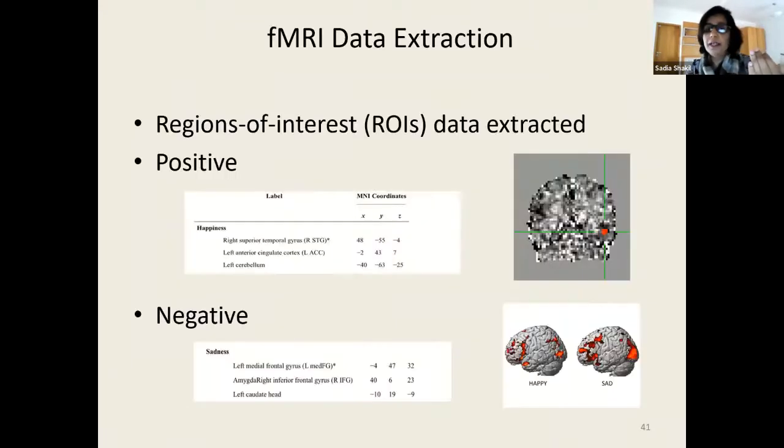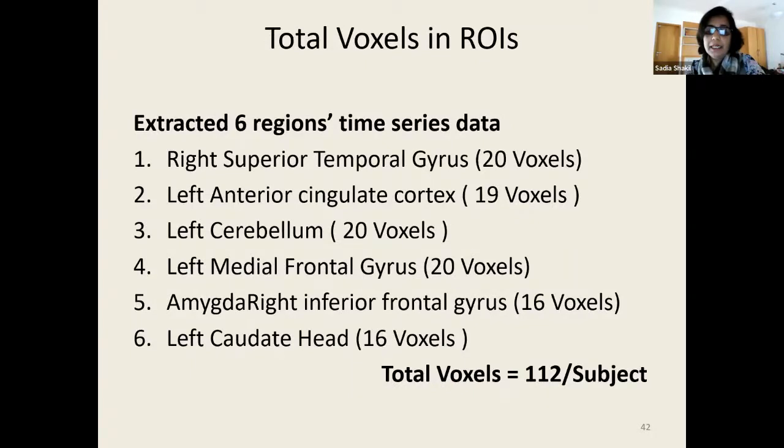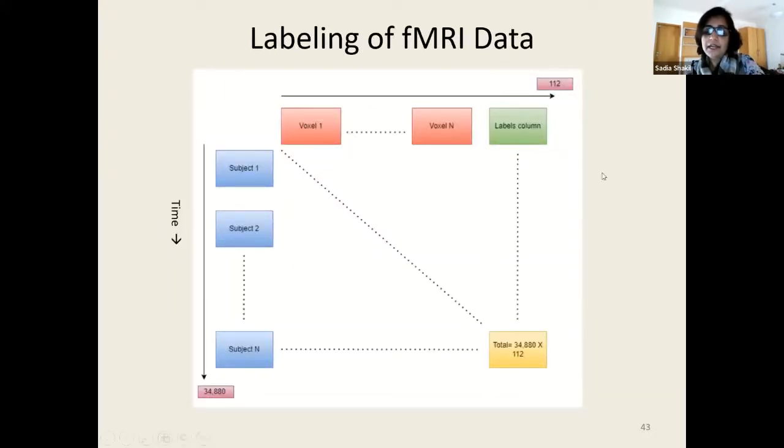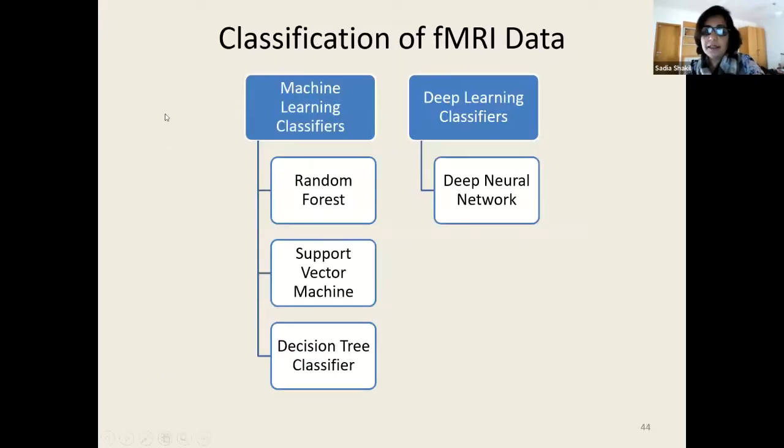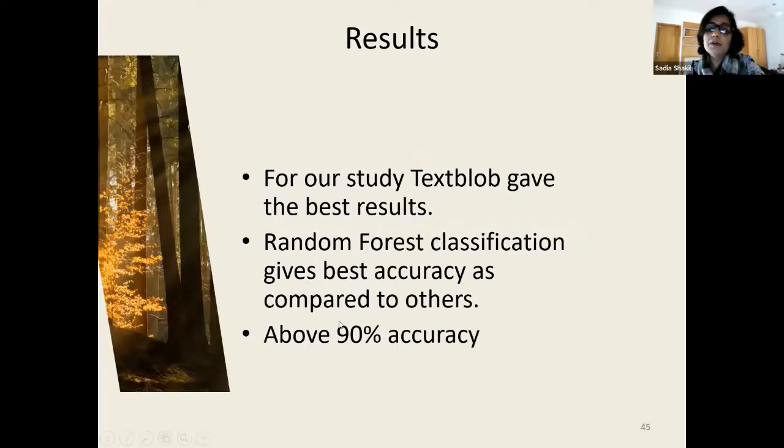brain regions that are supposed to be activated during emotional processing. And we combined those time series with the labels that we generated during sentiment analysis, and we provided this information to different classifiers. We used machine learning classifiers and deep learning classifiers, and we classified the fMRI data using the labels from another genre's subtitles. And we got very good results. The combination of one of the sentiment analyzers and one of the classifiers gave us accuracy above 90%.